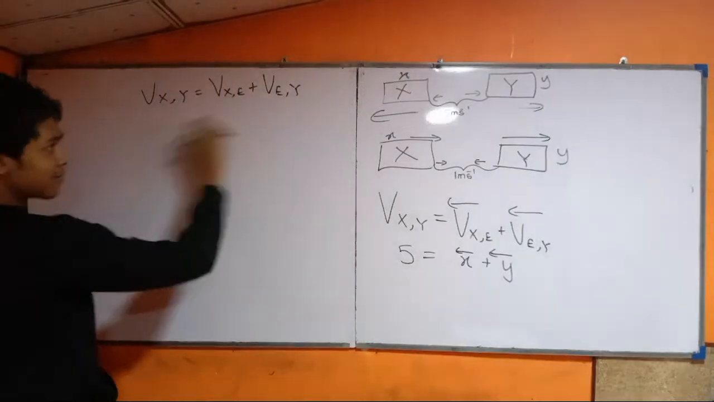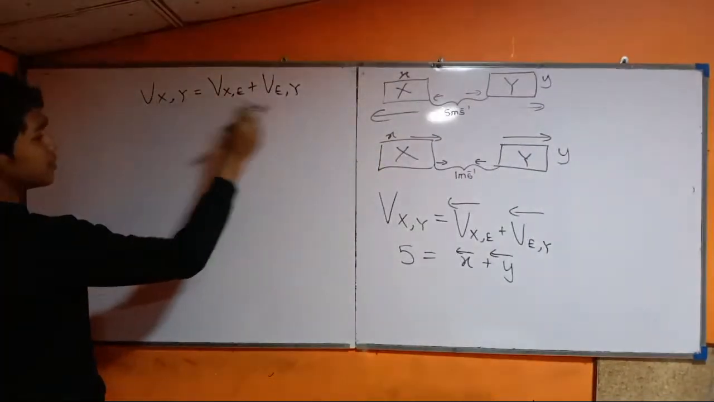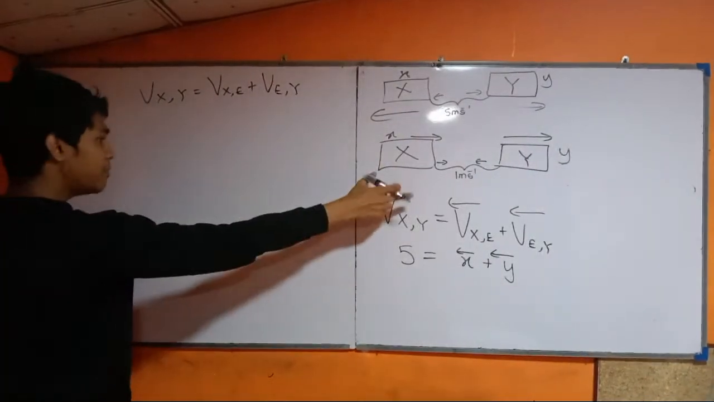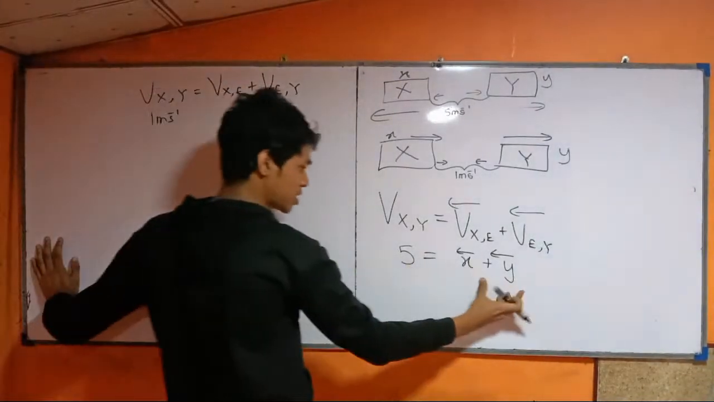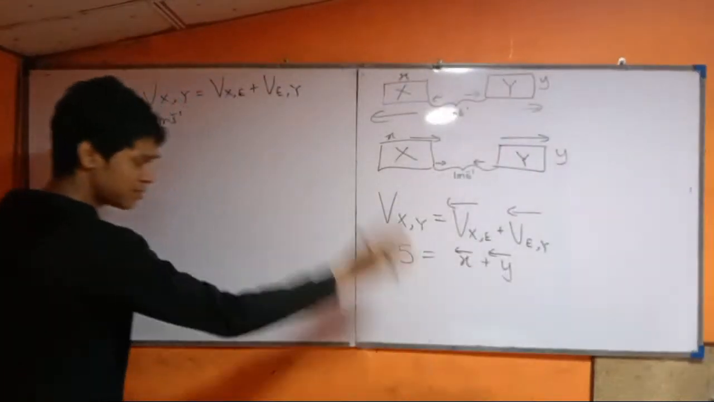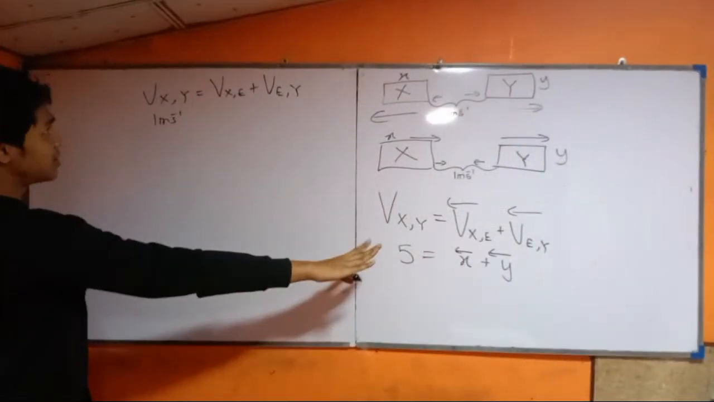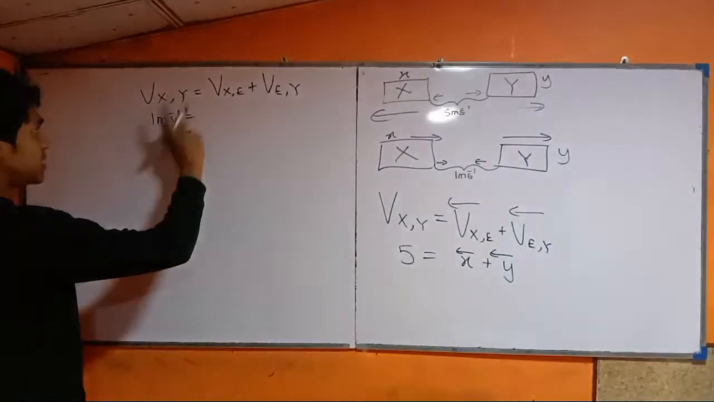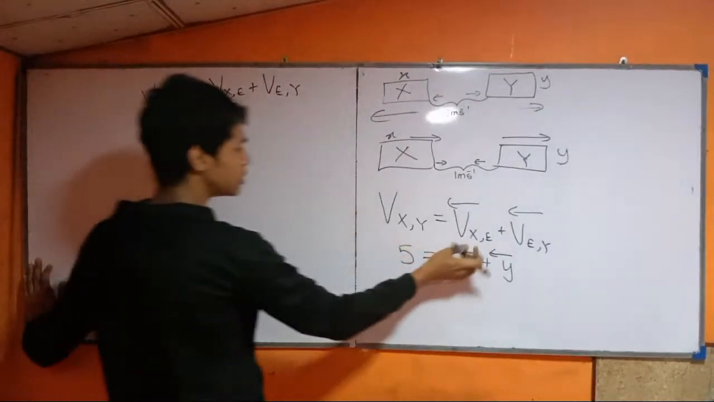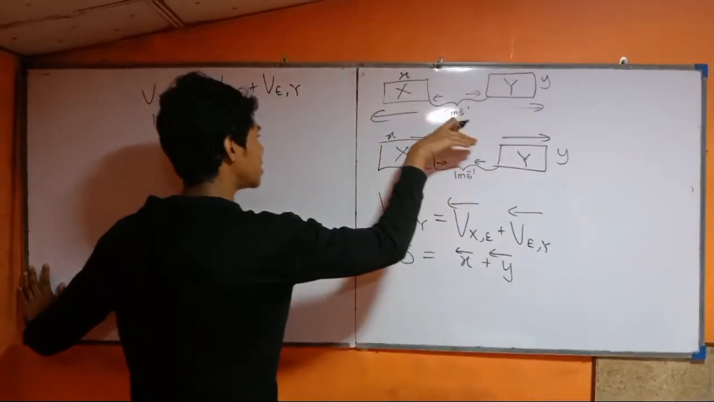Then velocity of x with respect to y is 1 meter per second. Always consider directions, okay? These are vectors. Always mark the directions and keep it like that. It's going to be useful later. So 1 meter per second, velocity of x with respect to earth in this direction, x.